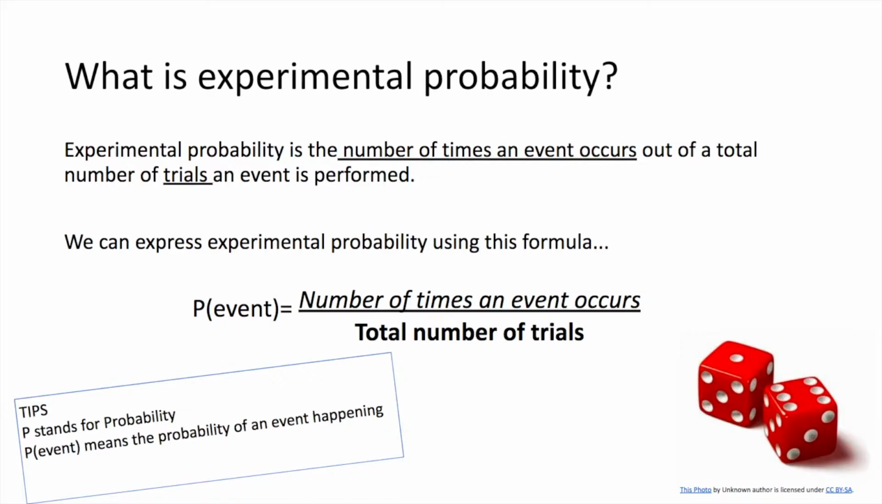Experimental probability is the number of times an event occurs out of the total number of trials an event is performed. We can express experimental probability using this formula. The probability of an event happening equals the number of times an event occurs over the total number of trials. Trials are how many times we conduct a specific event.